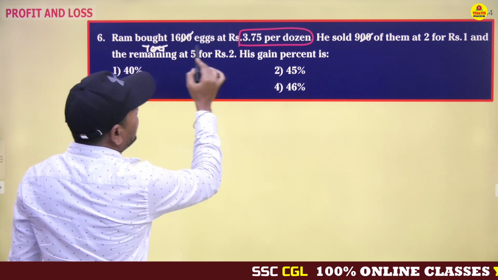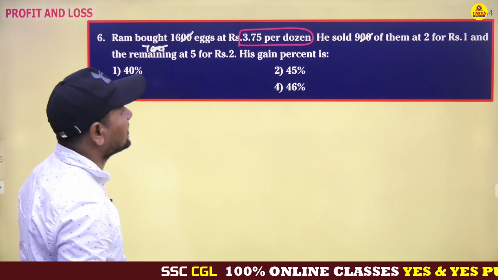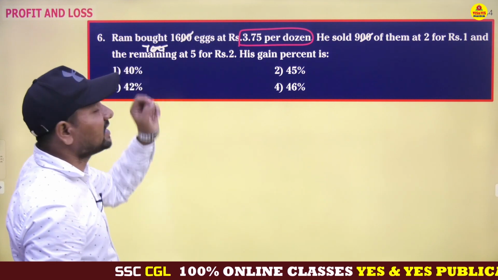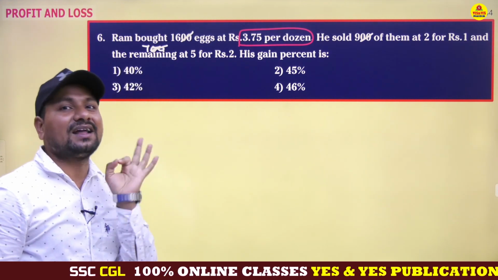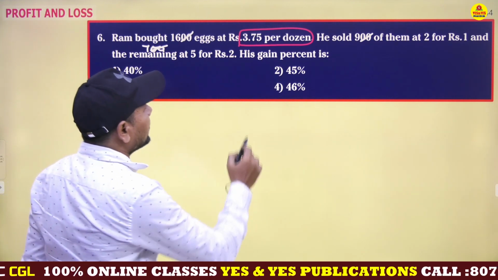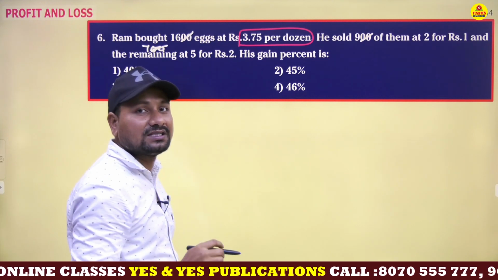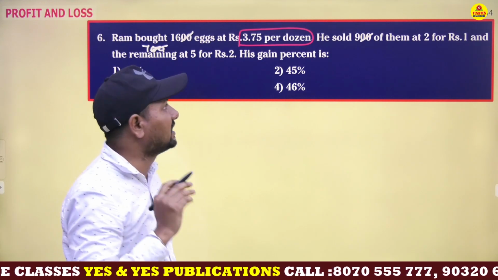Okay. 16 eggs, each egg is how much? Per dozen 3.75. In 16 eggs, how many dozens are there? 1.5 dozen is there. 1.5 dozen, how much money is it? 1 dozen is equal to 3.75. 1.5 dozen is equal to how much? That is the one case.